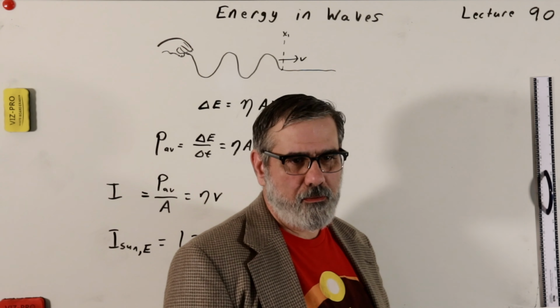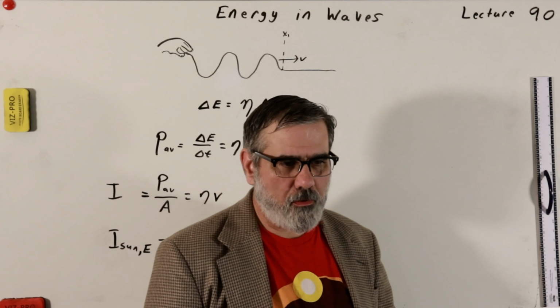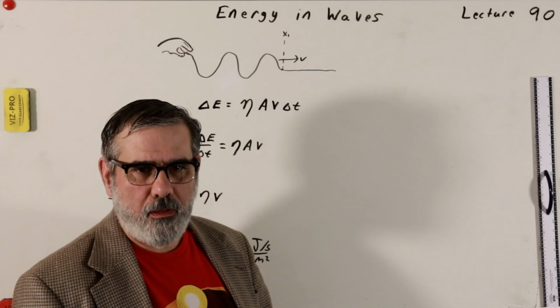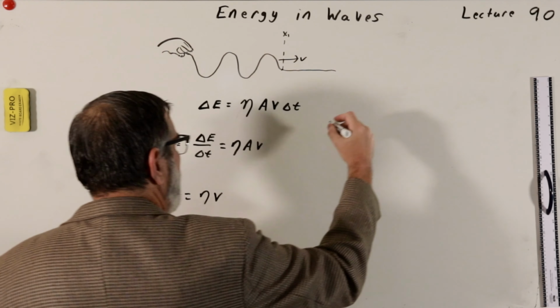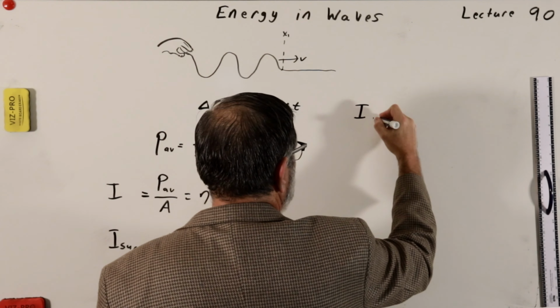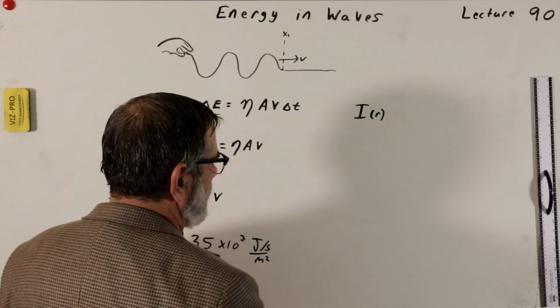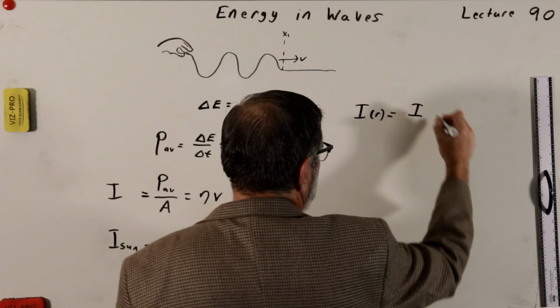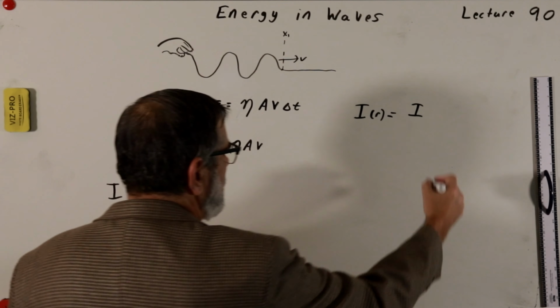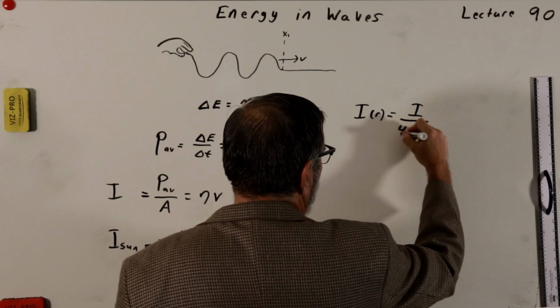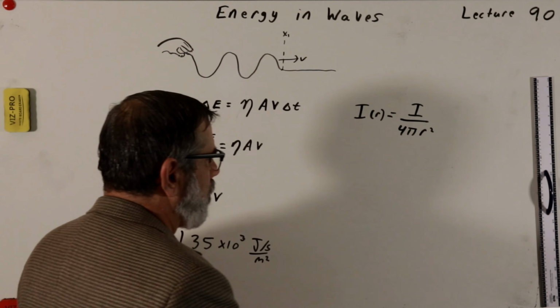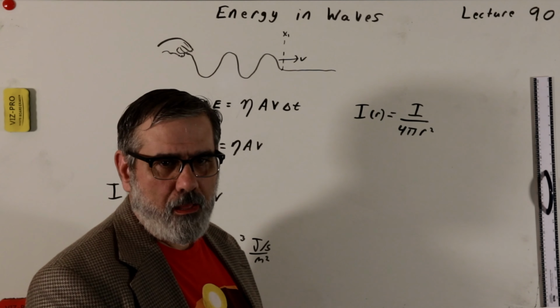You may not, unless you've encountered it. The surface area of a sphere is 4 pi r squared, okay? So if you want to know what the intensity is at some distance, call it r, it's equal to the intensity at the source divided by 4 pi r squared. This would be appropriate for something like the sun, okay?